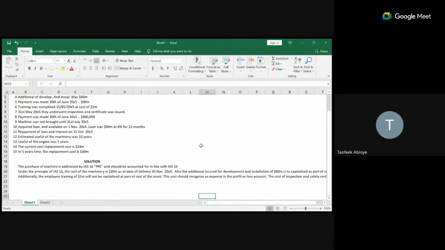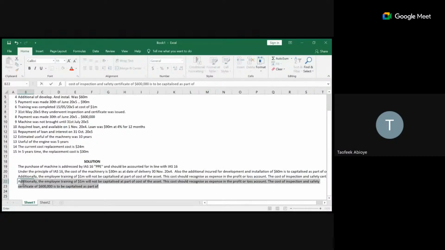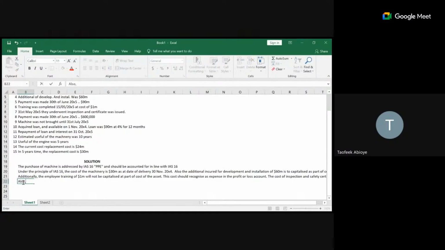So let's move on. Now, after that, they give us information. What is the information? The information is that we acquired a loan, right? We acquired a loan. So, also, under the principle of IAS 23. IAS 23 is borrowing costs.